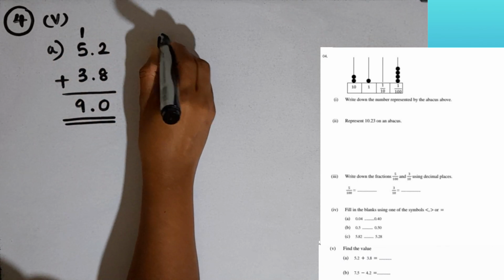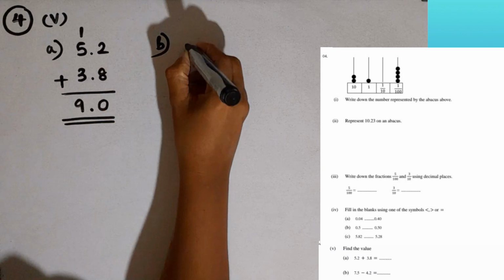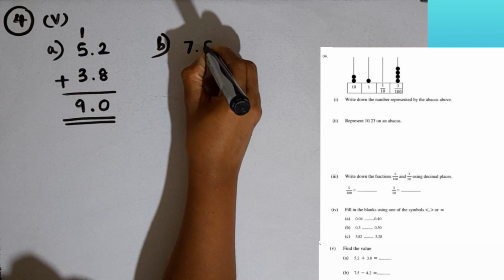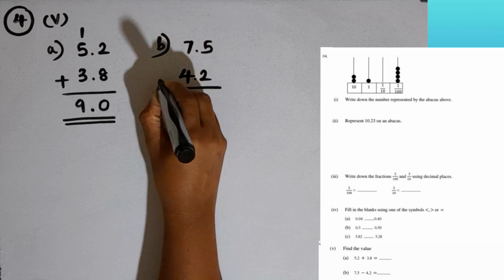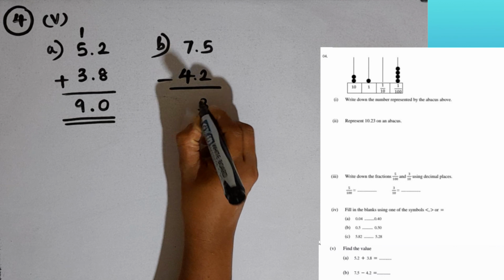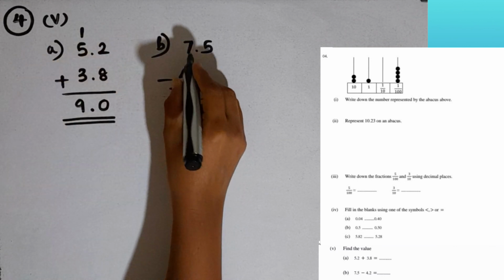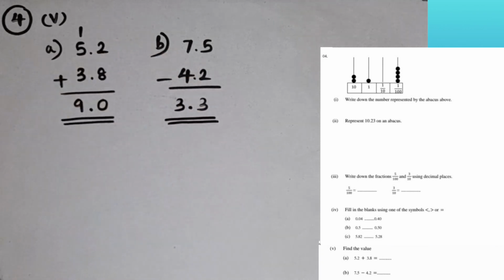Then B part, we are given this: 7.5 minus 4.2. We are writing like this. 5 minus 2 is 3. Then the decimal point, 7 minus 4 is 3. The answer is this one.